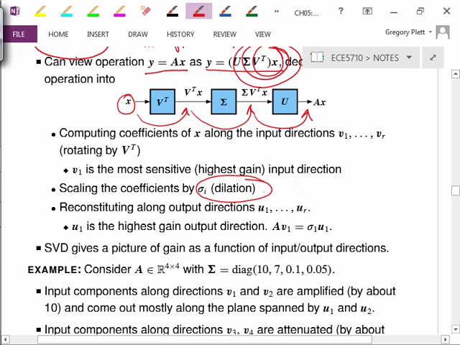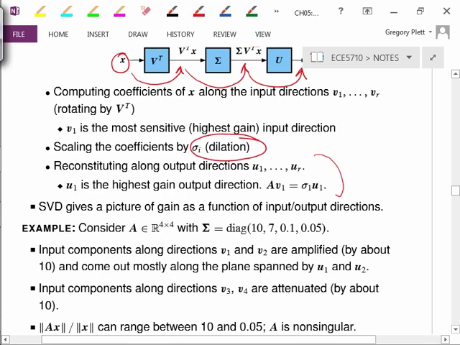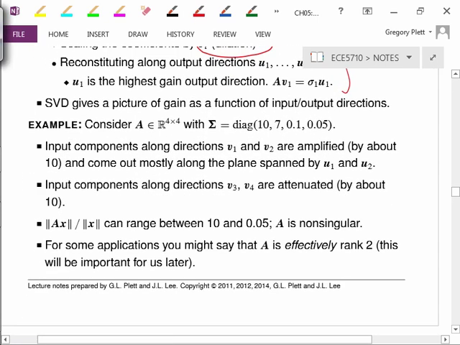And then after I do the scaling, we reconstitute along the output directions U1 through UR. And U1 is the highest gain output direction. We could say that A times V1 equals sigma 1 times U1. That is a fact. The SVD then gives us some picture of gain as a function of the input and output directions. And that can be really interesting to explore how a matrix multiplication works in that way.